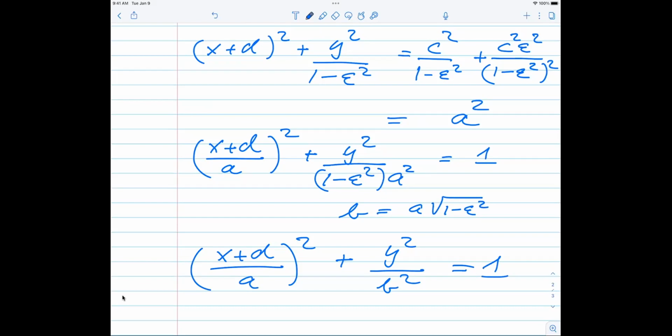And I guess you've seen the equation for an ellipse in some of the analysis courses. This is essentially that equation. And you can make a plot of it. And this is where we're going to stop today.